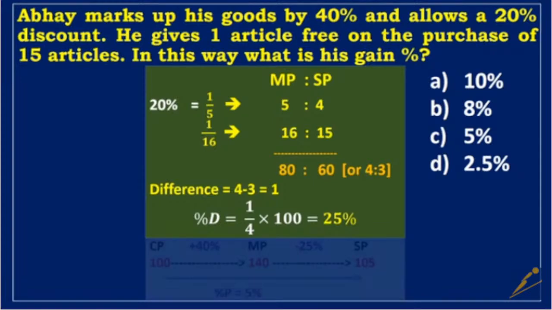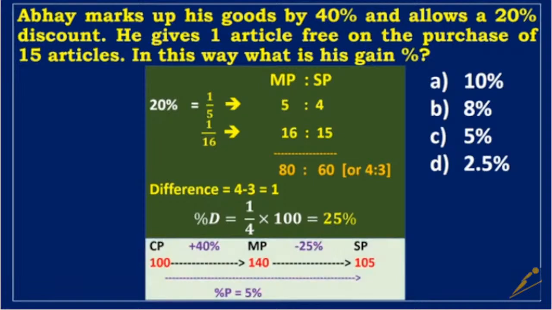Assume that the cost price of the goods is 100 rupees. If he marks up his goods by 40%, then the marked price becomes 140 rupees. If he allows a 25% discount on 140 rupees, then the selling price becomes 105 rupees. The profit percent or gain percent is based on the difference between the selling price and the cost price. Hence, 105 rupees minus 100 rupees is equal to 5 rupees. The gain percentage is 5%.